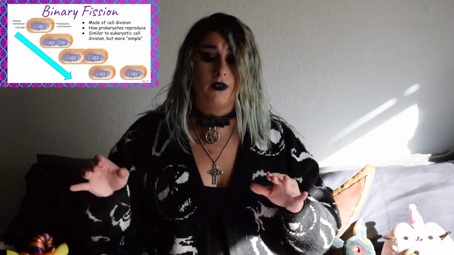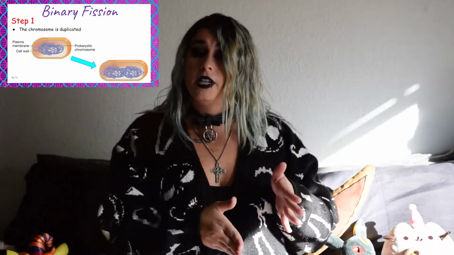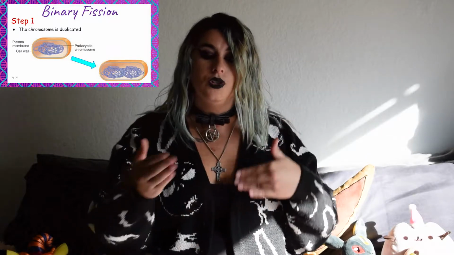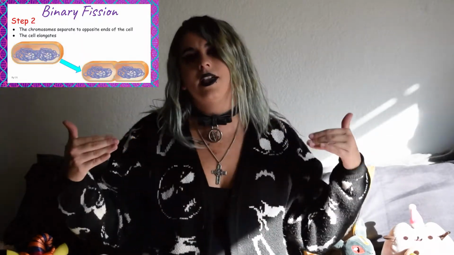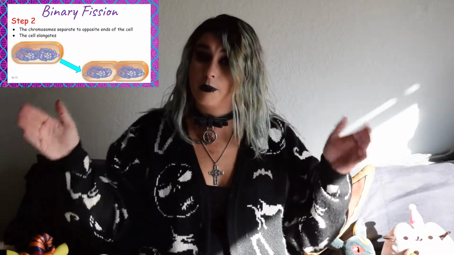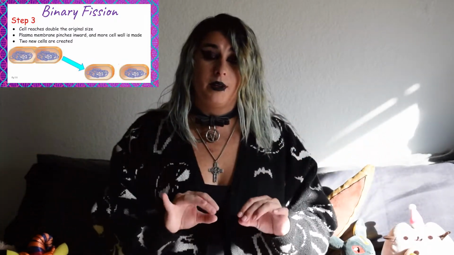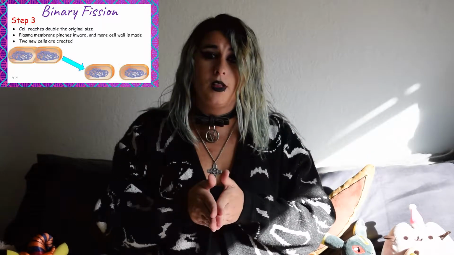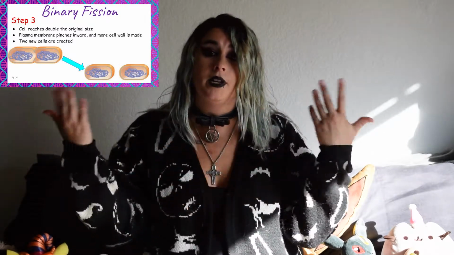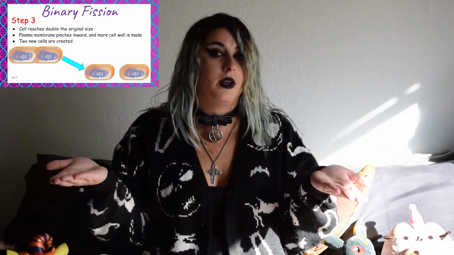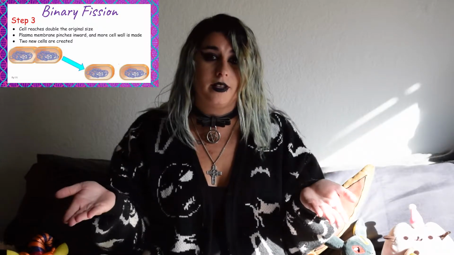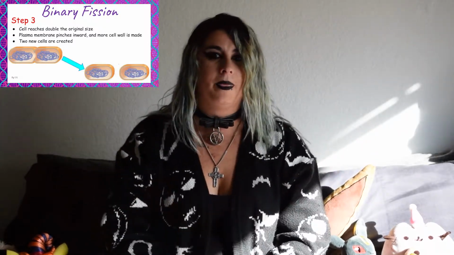So one more overview, you have that loopy spaghetti-like chromosome duplicate, the cell elongates while those two chromosomes separate to the two ends of the cell. The plasma membrane begins to pinch off, more cell wall is formed, bing bam boom, you end up with two lovely brand new cells that are genetically identical to the parent cell.